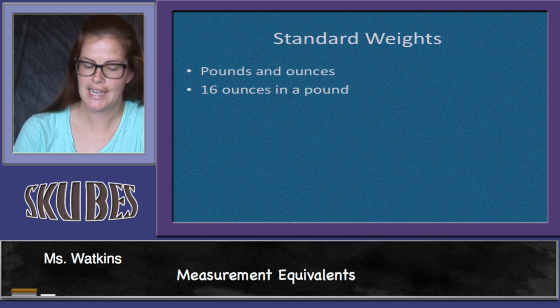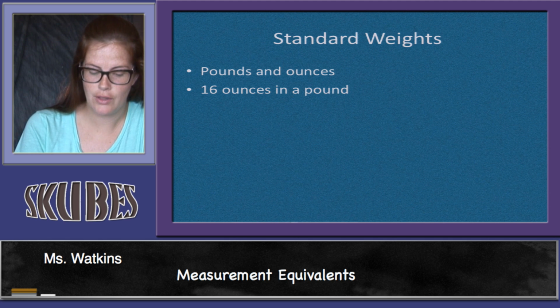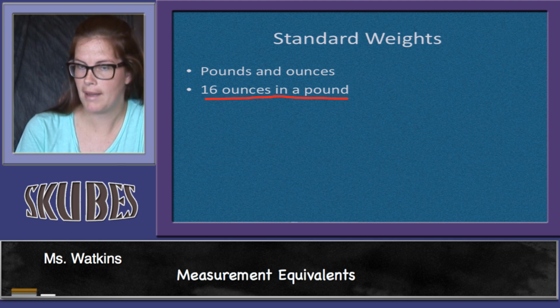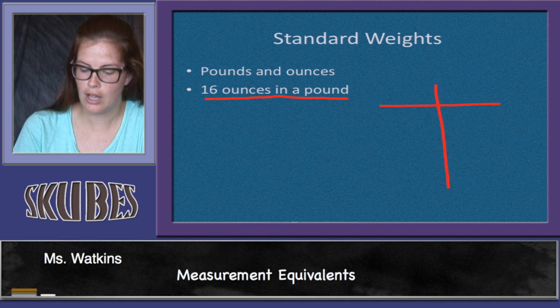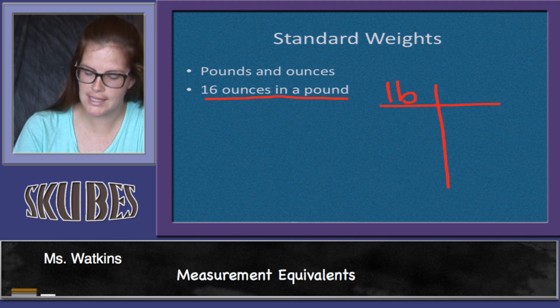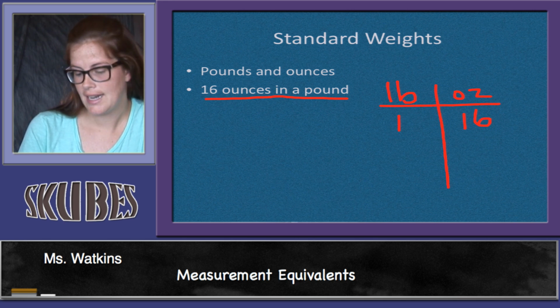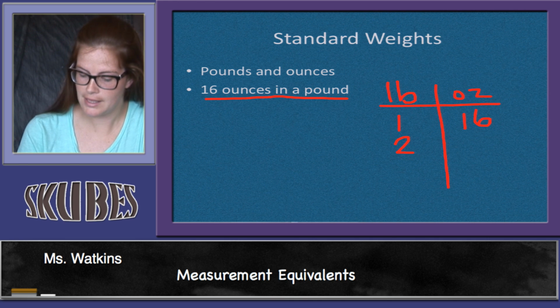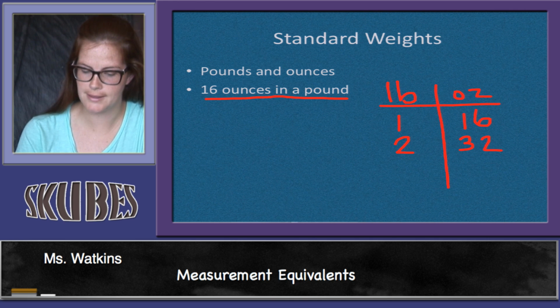All right, so let's look at some standard weights. The weights we need to know are pounds and ounces. And I need to know there are 16 ounces in 1 pound. So if I was going to create a two-column table, I would just have pounds on one side, ounces on the other. I know in 1 pound there are 16 ounces. And I could continue. In 2 pounds, that means there would be 32 ounces.